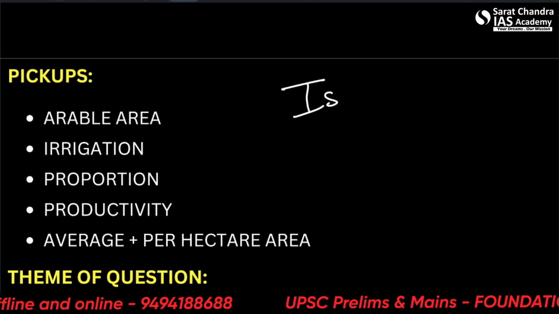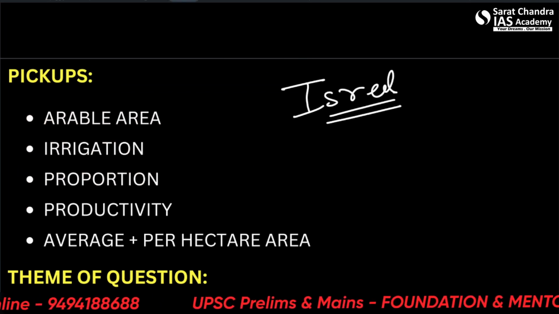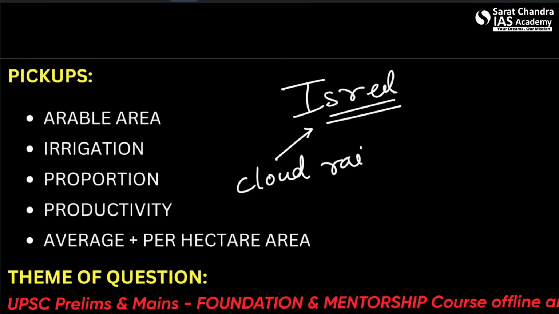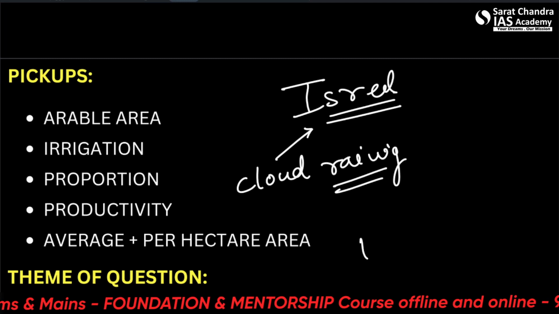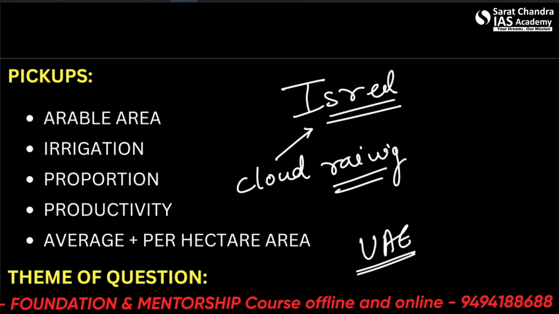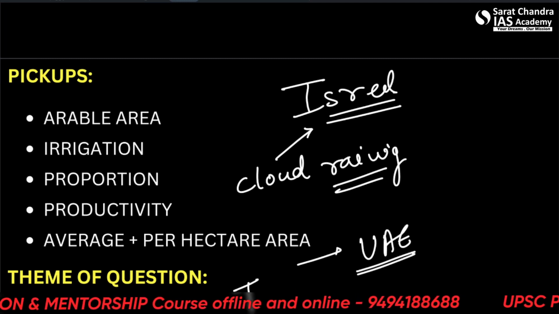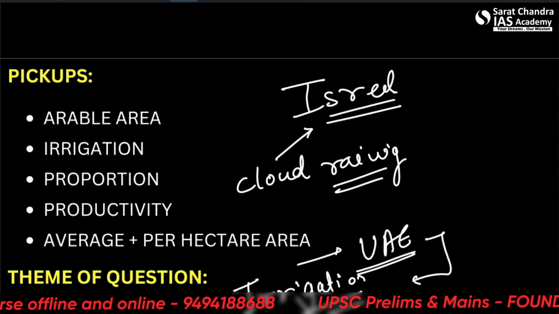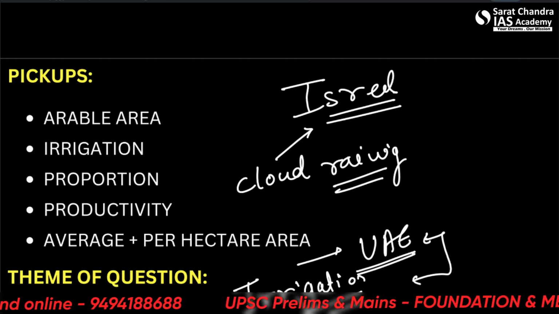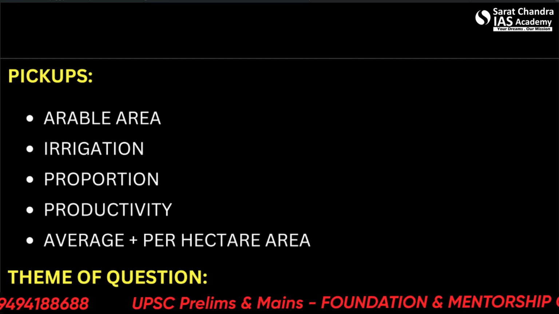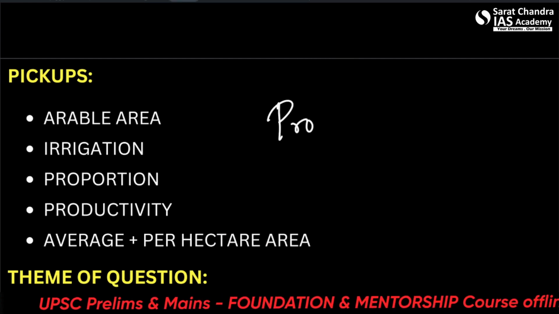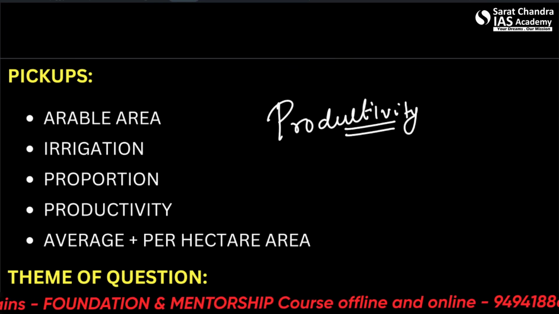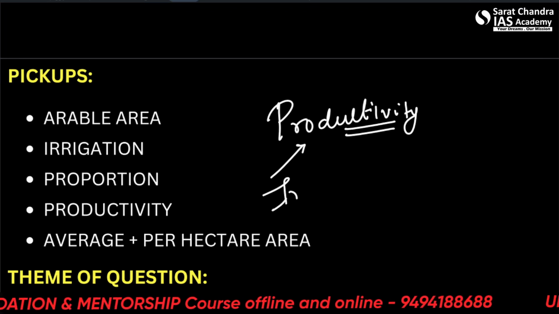Such as you might have seen in the drier countries like Israel, they have gone through cloud rains or cloud raining also, or UAE. So in drier countries, arable area is not much. So they discover new means of irrigation in these countries. So these two things are rather counterproductive, not exclusively, but rather. And the third thing, when we talk about productivity, then it also depends upon irrigation as well.